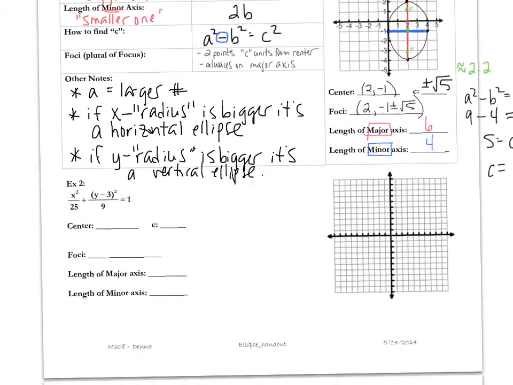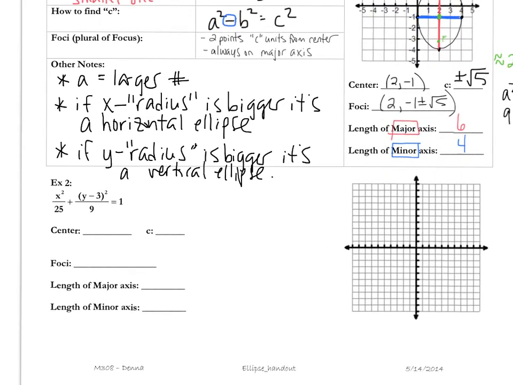Let's just do one more example and see if you can get the hang of it, and then tomorrow in your groups you'll continue working on this stuff, okay? So the center for this next one is going to be 0, 3. So I'm going to go ahead and plot that point 0, 3 right up here.